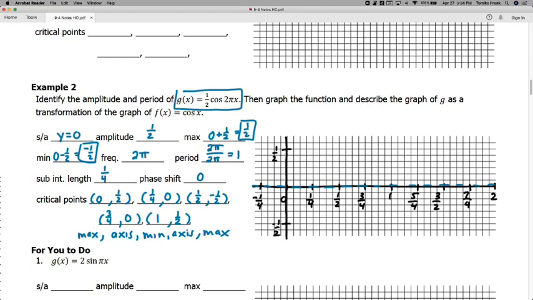Okay, cosine. That is what we are graphing. We're going to start at the phase shift, which is 0 radians here. And at 0 radians, we always start at the max for cosine, hit the axis, go to the minimum, axis, max, axis, min, axis, and then the last point, we're going to end up back on the maximum.